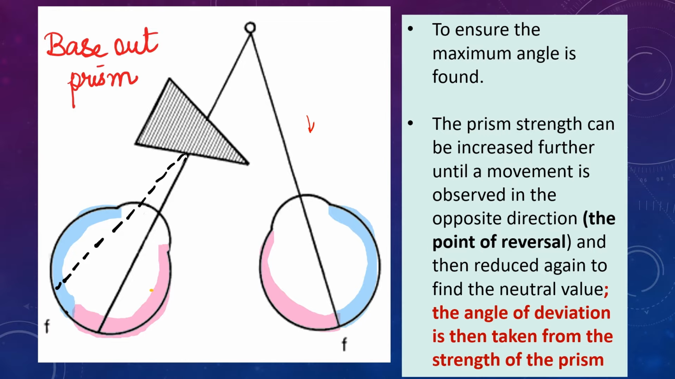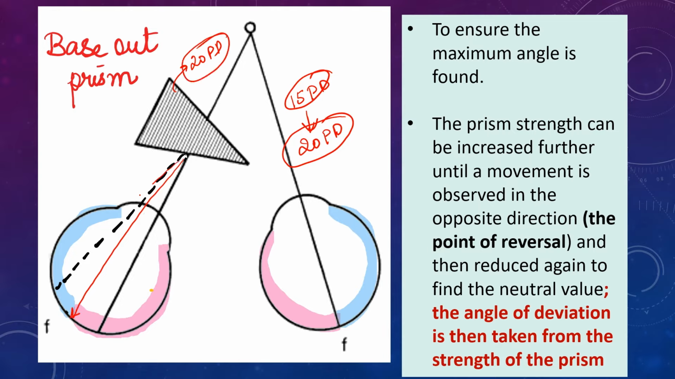Now, what if you were to check whether the amount of deviation that we have measured is correct or not? So in that case, what we'll do is we'll increase the amount of prism further. So suppose we got no movement at 15 prism diopter, we're going to increase it to 20 prism diopter base out prism. Now at 15 prism diopter, the image was being formed at the fovea. But now at 20 prism diopter, the image will move further away from the fovea, and now it has entered onto the temporal aspect of the retina, right?